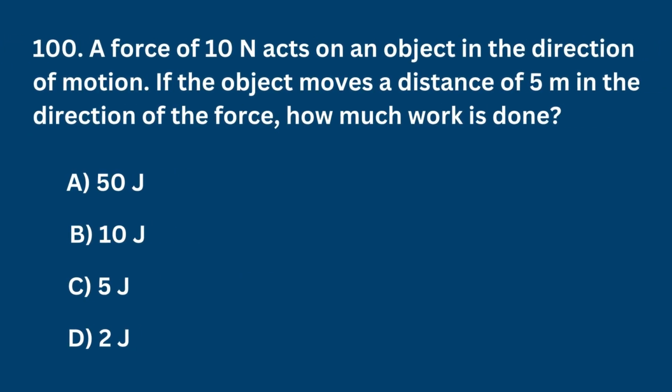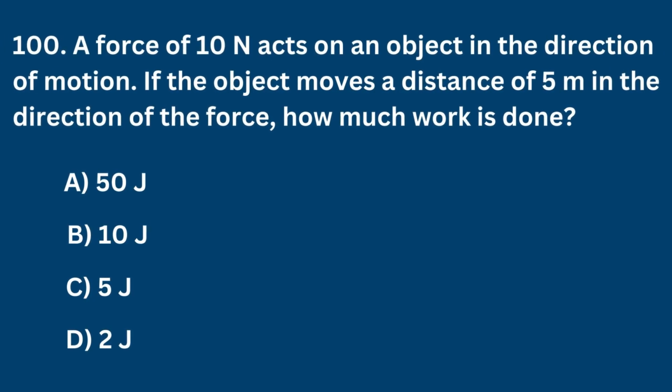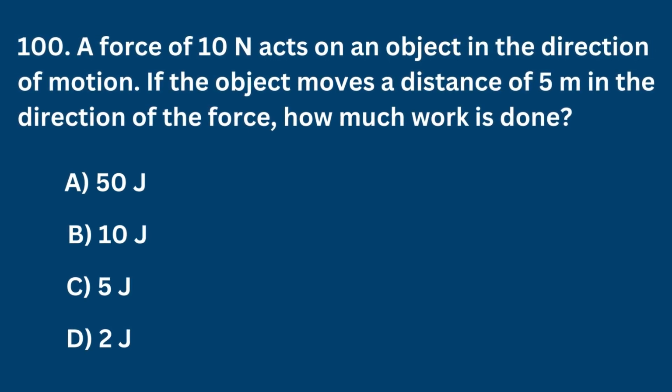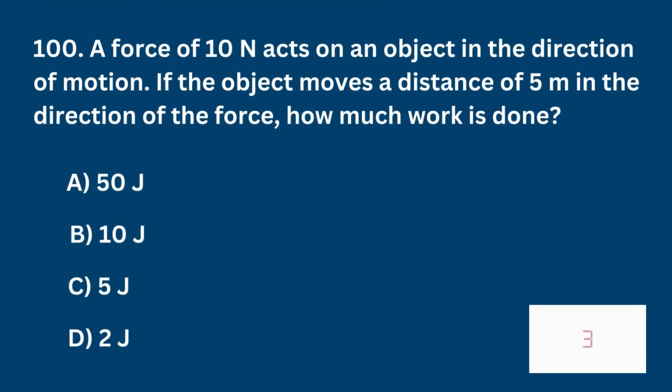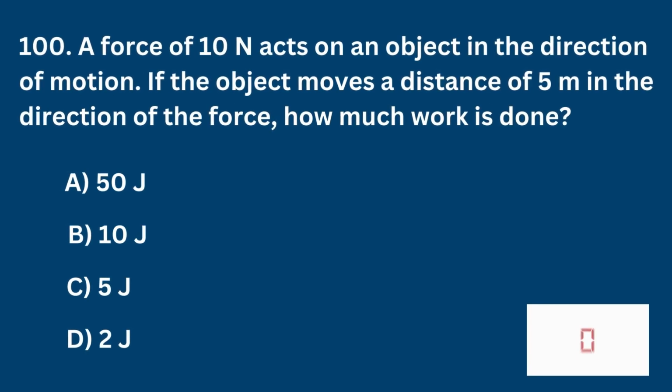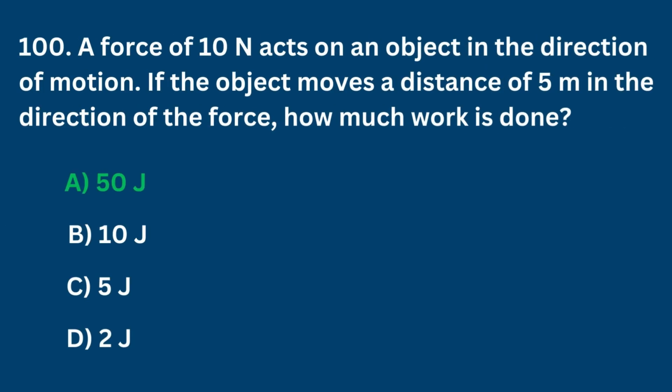A force of 10 N acts on an object in the direction of motion. If the object moves a distance of 5 m in the direction of the force, how much work is done? The options are A. 50 J, B. 10 J, C. 5 J, D. 2 J. Correct answer is A. 50 J.